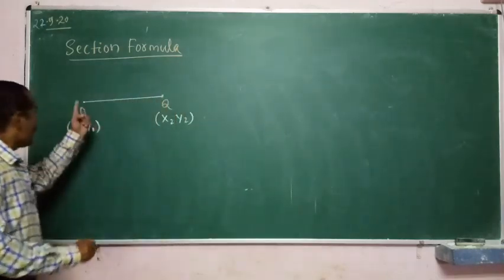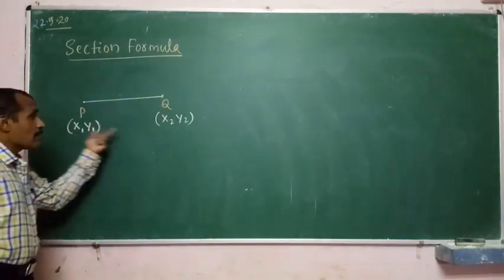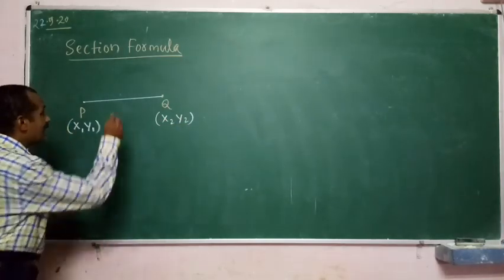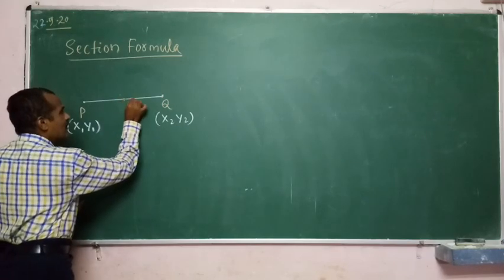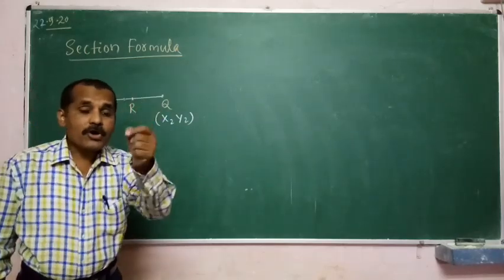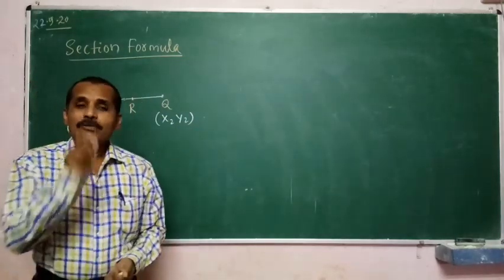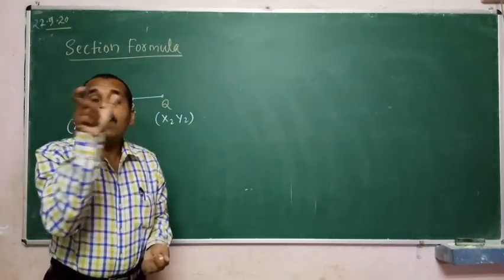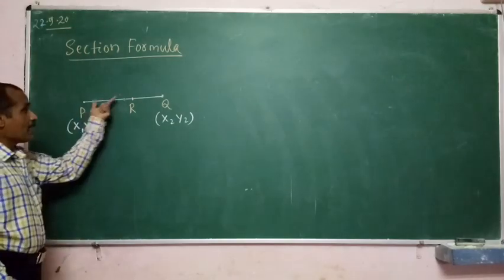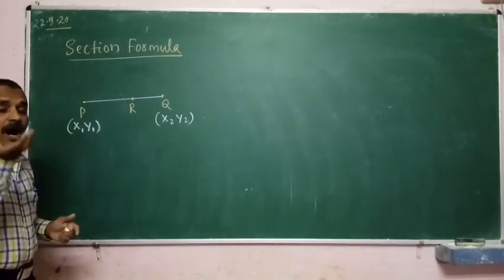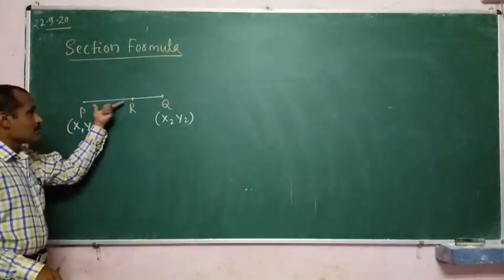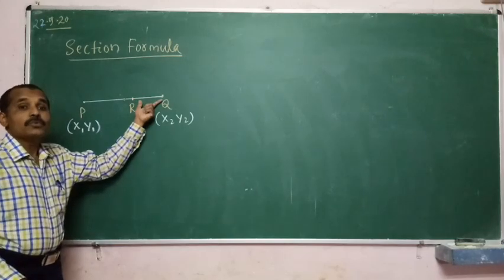Now listen further. There is a line segment PQ whose coordinates are x1, y1 and x2, y2. And on the line segment PQ there is a point R. R is a point on the line segment PQ which divides PQ into two parts. Each part is called a section. Here R divides the line segment PQ into two sections. One section is PR, one section is RQ.